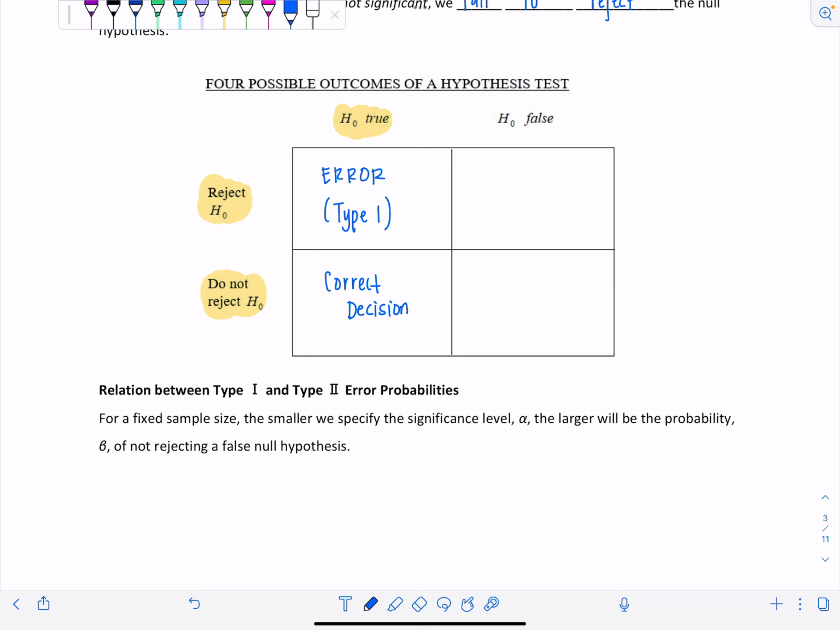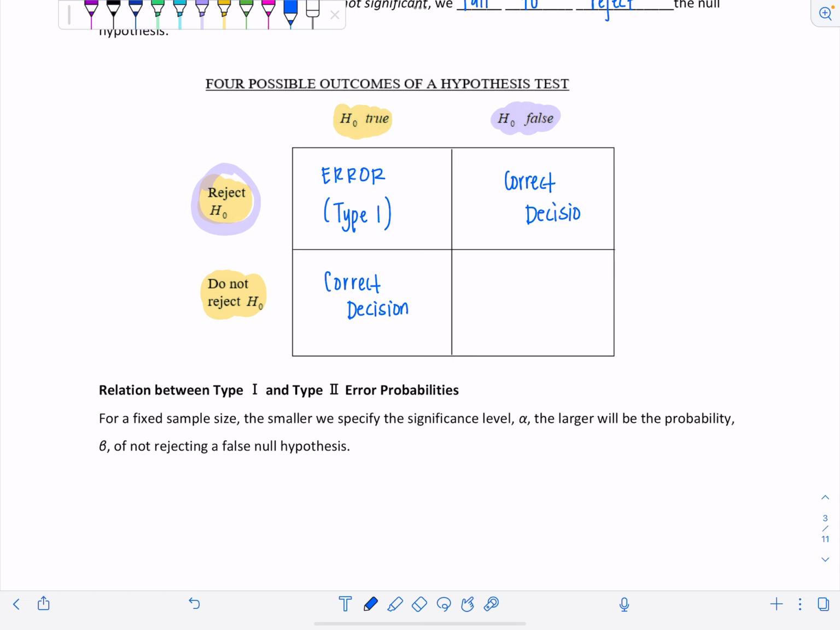You'll never know unless you get the parameter value. So we're just looking at what's possible. Say the null hypothesis is false and you reject it. So we're over here. The null is false, you reject it. Yay, good job. That's the correct decision.